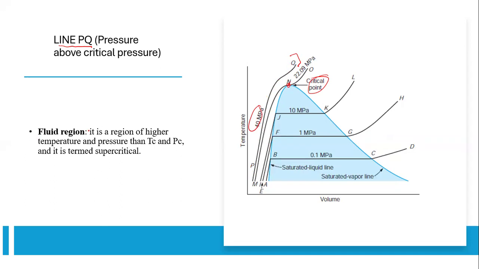Hence here we have what you call the fluid region, which is the region of a higher temperature and pressure than the criticals. Can you see that? It's termed supercritical. It is no longer critical, but because it's above, superior over critical, we call it supercritical. At supercritical we have the fluid region, so you won't be able to tell whether this is vapor or liquid. You can't tell, we just refer to that as fluid. Okay, so that's basically what is happening.